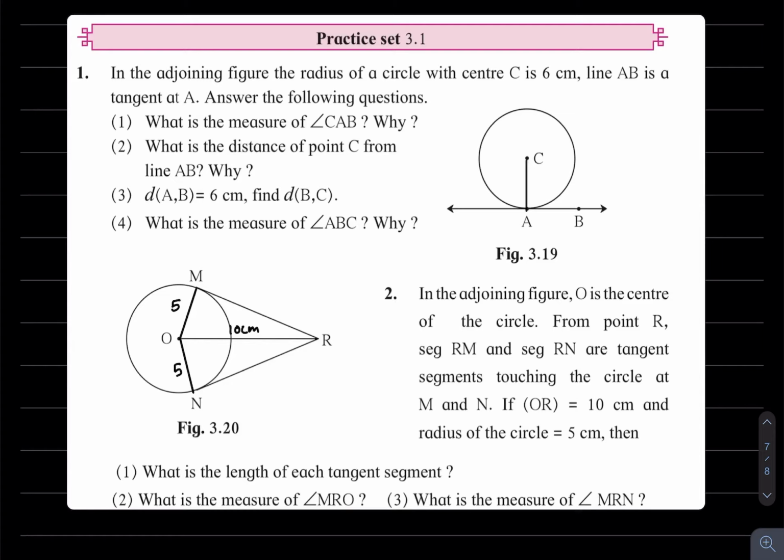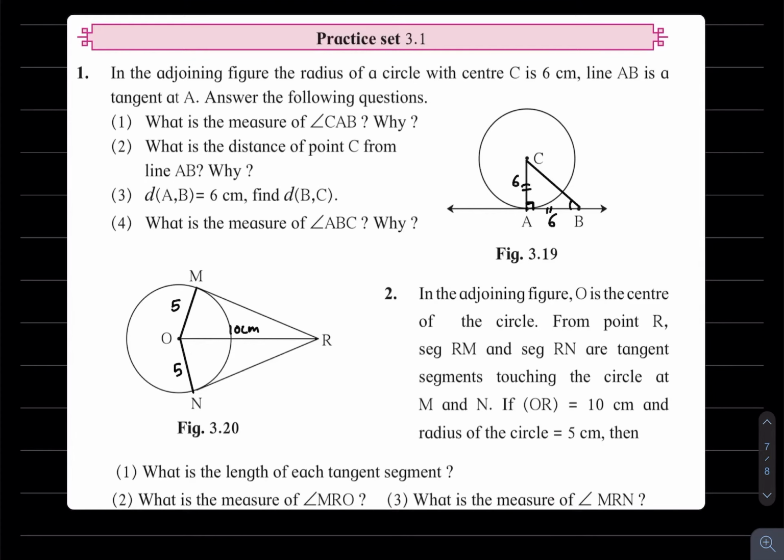Next problem, what is the measure of angle ABC? So here angle ABC is this angle. So what do we know about angle ABC? First, AC is 6 cm, this one is 6 cm, and we have to find this angle. This one we already know is 90 degrees. Now this side is congruent, this side is congruent. Then make use of the isosceles triangle theorem and then find out the angle ABC.